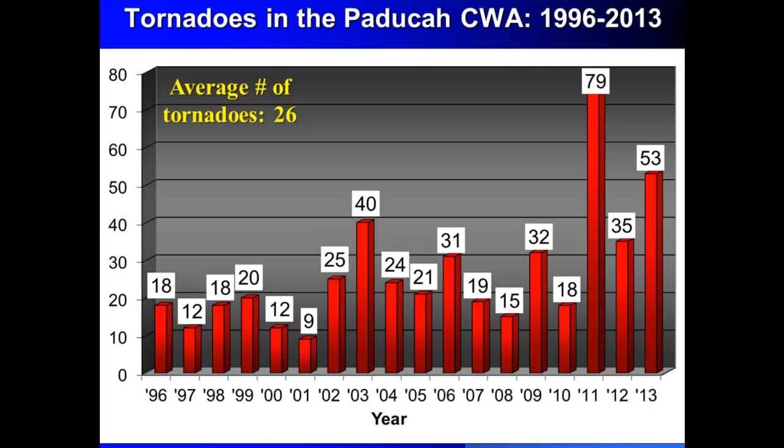Okay, so let's move on to our last topic, and that is tornadoes. What I wanted to show you is a graph depicting the number of tornadoes that the National Weather Service office in Paducah, our area, has had since 1996. And you can notice that we've had quite a number of tornadoes, with a record-breaking year in 2011 and a year with not so many tornadoes in 2001. On average, our area receives about 25 or 26 tornadoes per year.